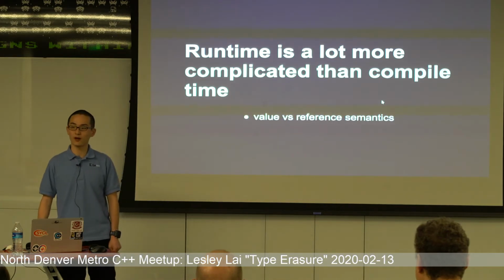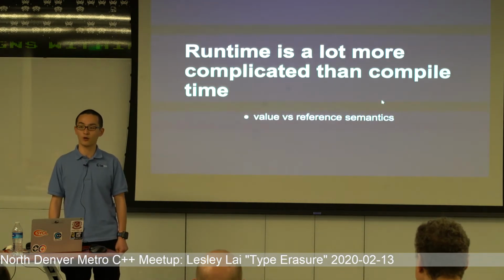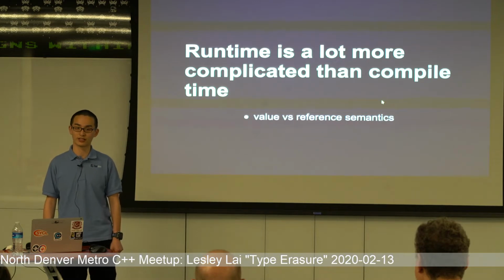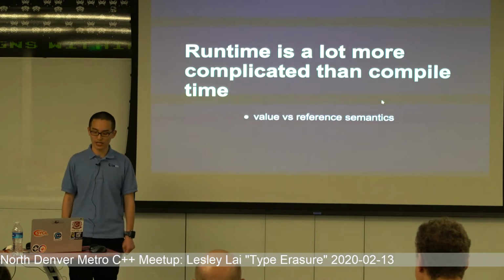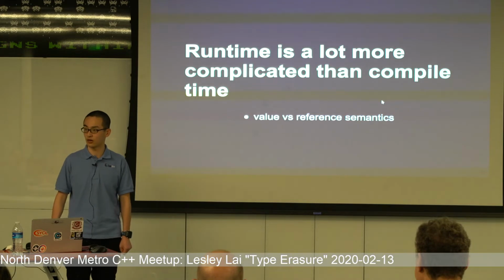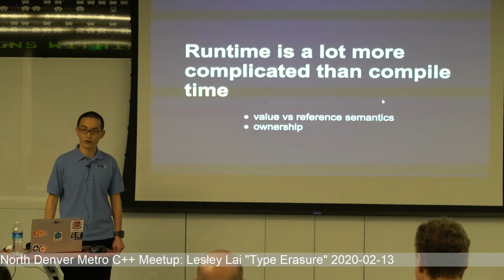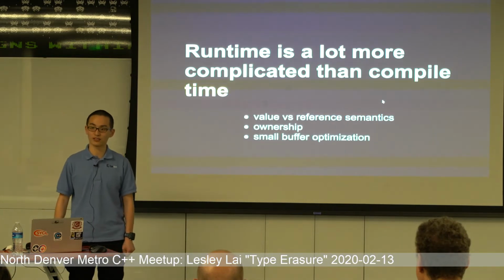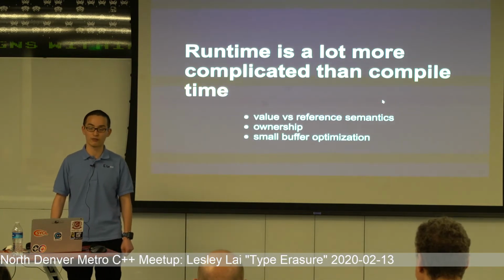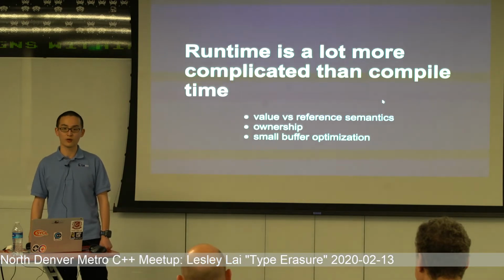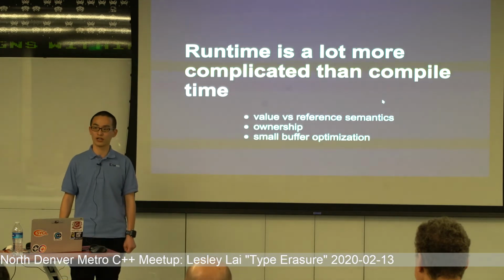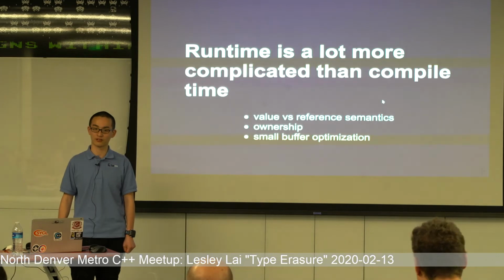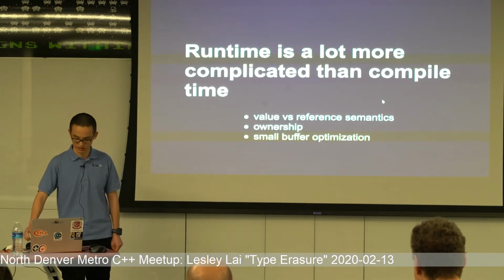Yeah, at compile time, at least for template metaprogramming, everything is really pure. But at runtime, we care about value versus reference semantics. We care about the ownership problem, who owns this memory. And we want optimizations, like small buffer optimizations. All of those ideas are not representable by the previous virtual concept idea. So if we want to really have something like virtual concept, then the proposal needs to answer those questions.